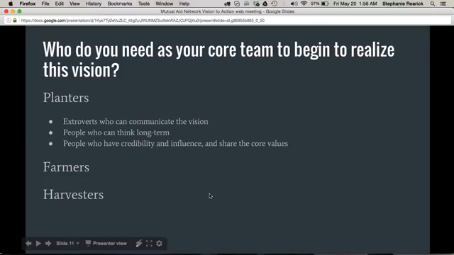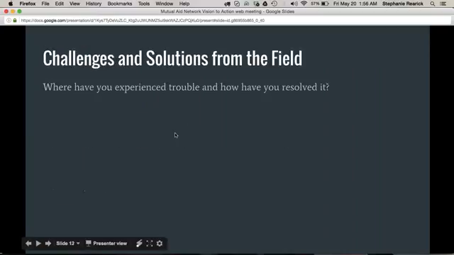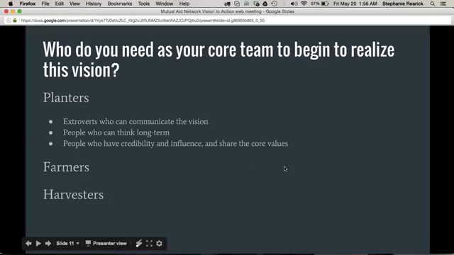So anyhow, with the time in mind, I'm inclined to move on from this. I think that this is a pretty significant piece of what you need in a core team from the beginning, because right away you're going to be recruiting other partners: extroverts who can communicate the vision, people who can think long term in order to develop a strategy and recruit the future partners who will be needed, and people who have credibility and influence and share the core values. Are we missing anyone?